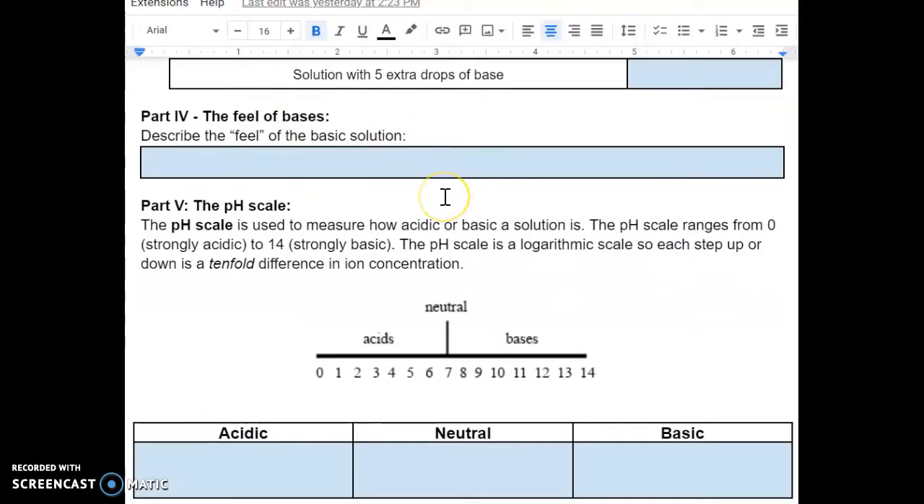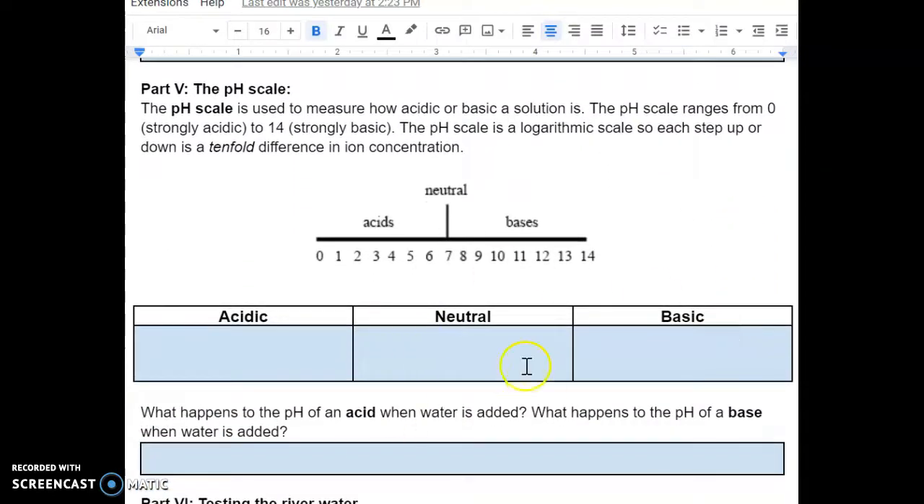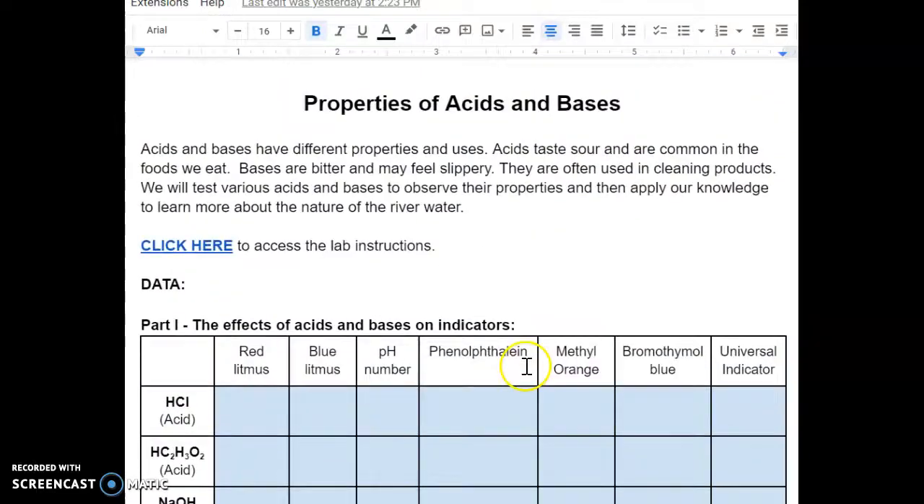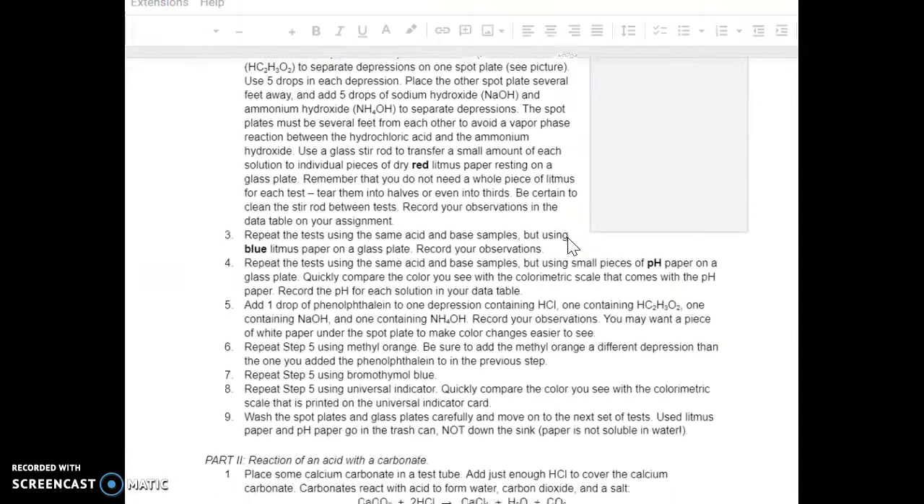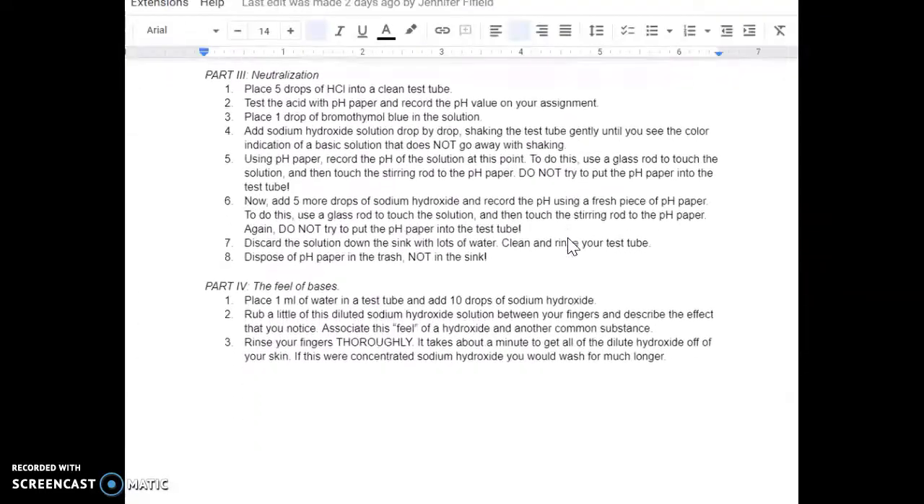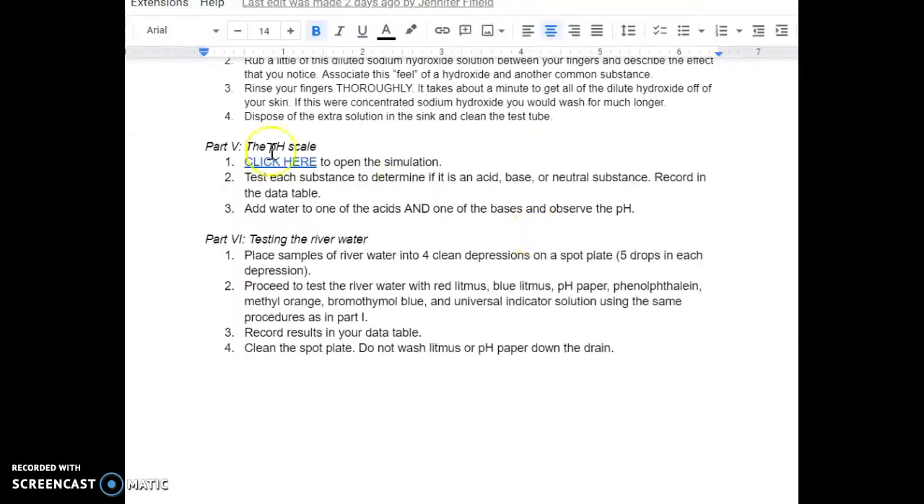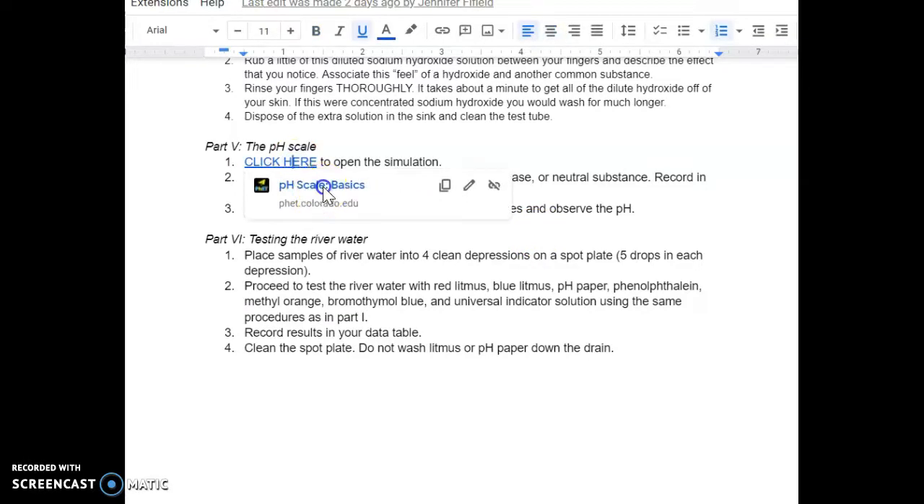Feeling bases: describe to yourself what shampoo feels like, what soap feels like. If you were to touch Windex, describe the feel for part 4 here. For part 5, you will play the simulation. So you'll go to the instructions, scroll down to that part. So here we go, part 5, pH scale.